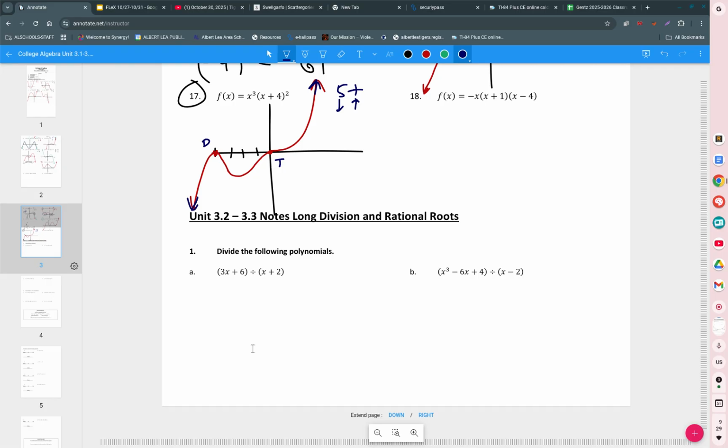Along the way, as I start, I have a double root, so I just bounce off. A triple root, flatten out, pass through.